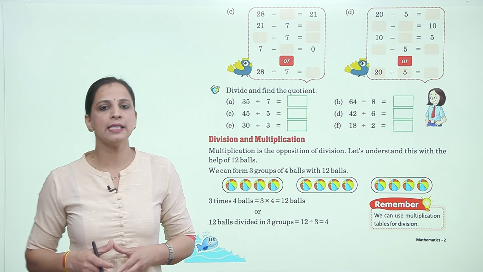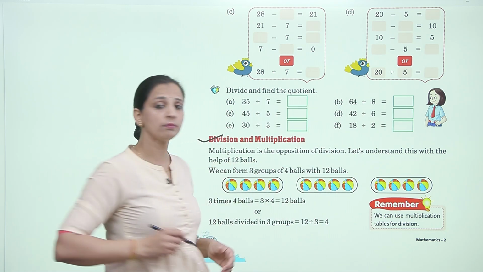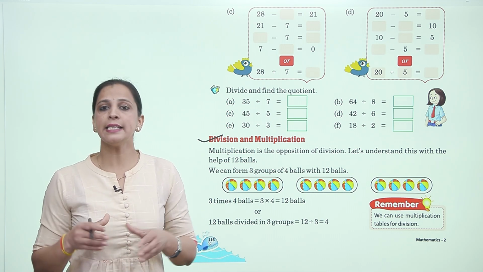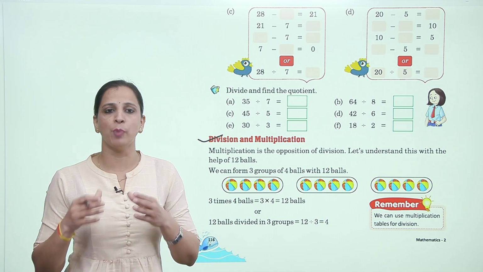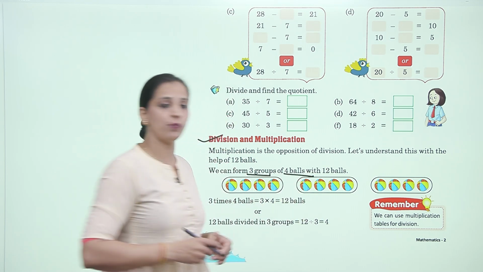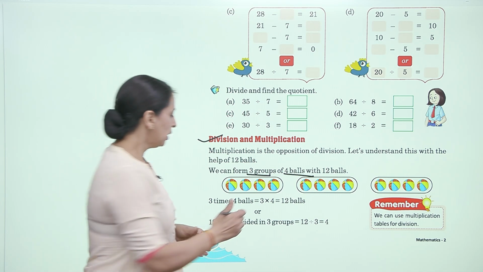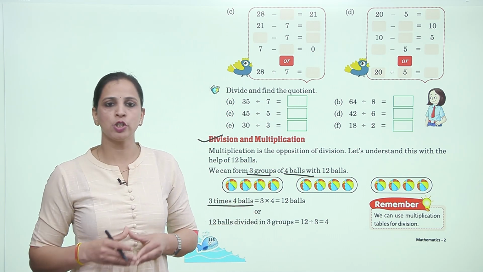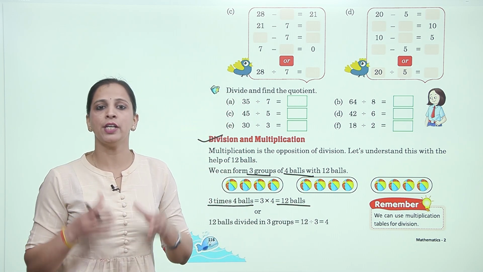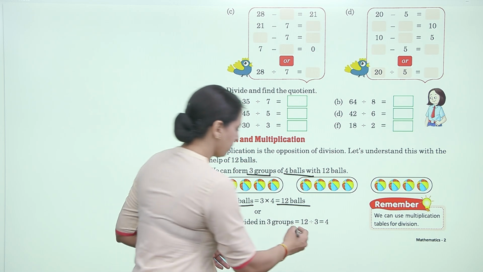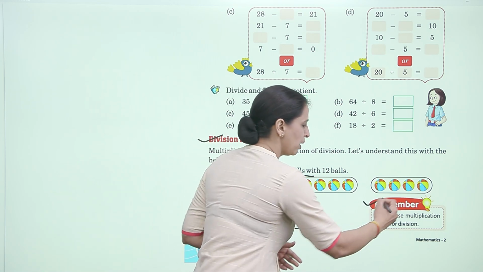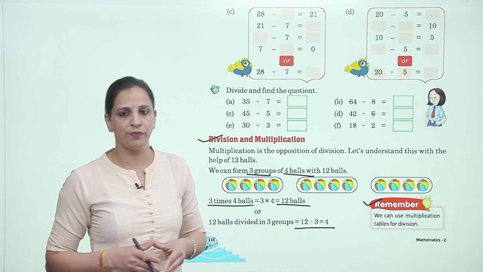Now next is division and multiplication. Multiplication is the opposite of division. Let us understand this with the help of 12 balls. We can form 3 groups of 4 balls with 12 balls. That is 3 times 4 balls, 3 fours are 12 balls, or 12 balls divided into 3 groups. That is 12 divided by 3 is equal to 4. Now remember, we can use multiplication tables for division.